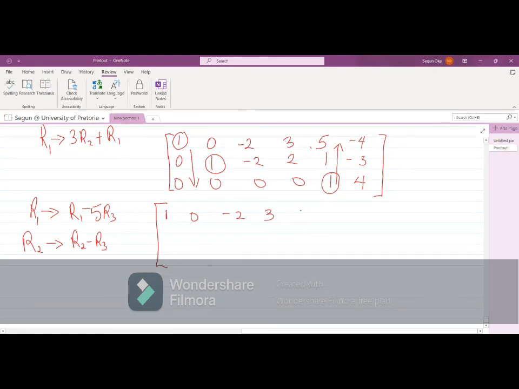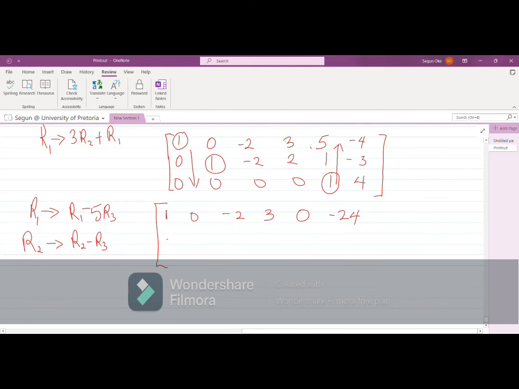Our target element will be? That is 0. 0. Yes, minus what? Minus 4. Minus 24. Minus 24, thank you.